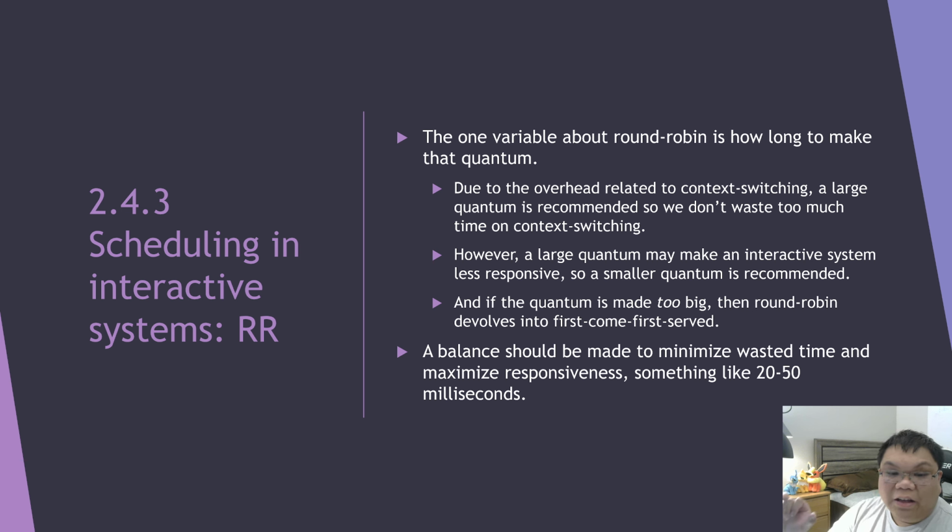On the other hand, we actually want a small quantum, so if this is an interactive system, it makes the system more responsive. So it's a balancing act of large quantums to minimize context switching and small quantums to make a system more responsive. And if the quantum is way too big, then round robin devolves into first come first serve. In practice, we would want something like 20 to 50 milliseconds for a quantum.